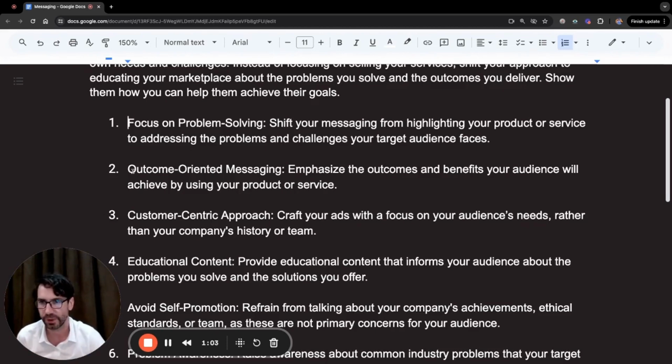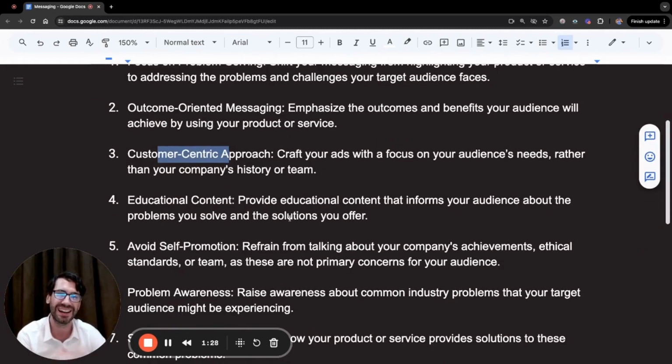The second aspect when it comes to messaging is be outcome orientated. Emphasize the outcomes and the benefits that your audience will achieve by using your product or service. Have a customer-centric approach. Craft your ads with a focus on your audience's needs rather than your company's history or team. Provide educational content that informs your audience about the problems that you solve and the solutions that you offer.